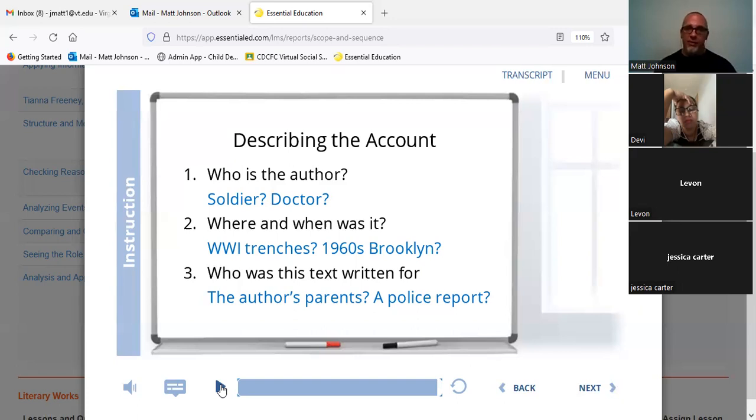A letter from a soldier in World War I was probably written to a loved one back home, or maybe it was a battle report or something like that, but the soldier definitely did not think that somebody in 2022, in a history class or social studies class, would be reading it. So that should be something we take into account when we read something as well.